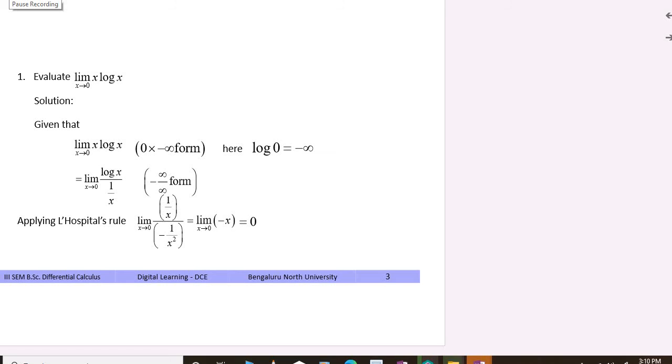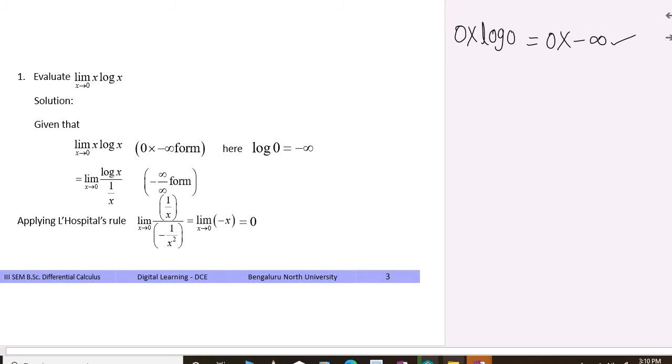Problems. Evaluate limit x tends to 0, x into log x. Here the function is x into log x. First of all, I am going to substitute x equal to 0 in the given function. That means 0 into log 0 equal to 0 into minus infinity. This is an indeterminate form.